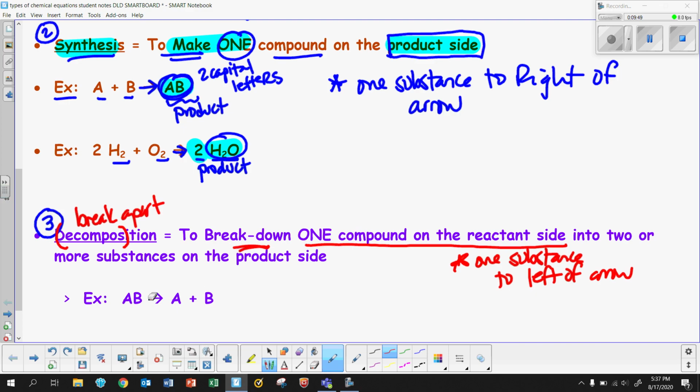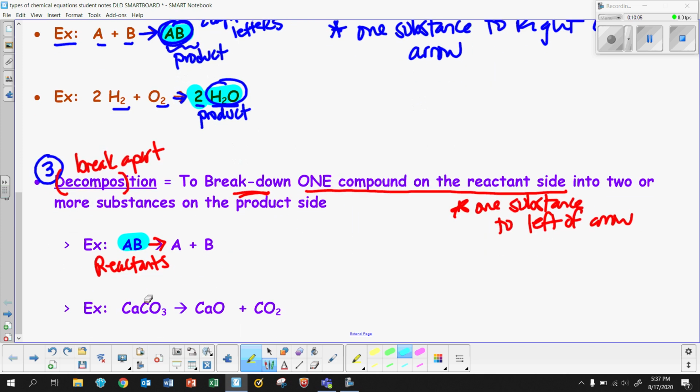So if we look at our arrow here, to the left, we have our reactants, and there is one substance on that side, compound AB. That is why this is decomposition, because it broke it apart into what it was made of, element A and B. Okay, if we look at this next example, we have one reactant here, the CaCO3, notice. So this CaCO3, this is on our reactant side. There's one reactant. Okay, it broke apart into what made it, which was the CaO and the CO2.